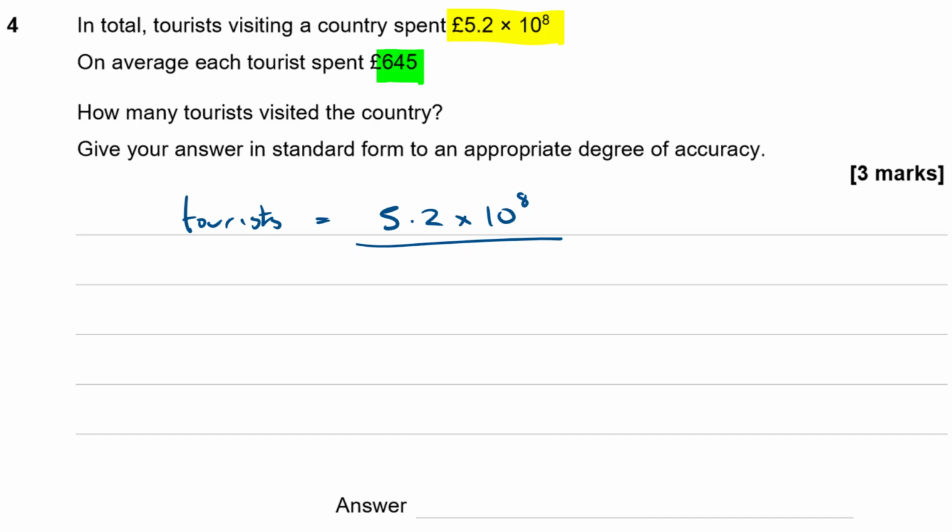I'm going to rewrite that in standard form. 6.45 times 10 to the what? The decimal point is moved 2 jumps, so it's times 10 to the 2. Dividing the exponent part is very easy. 10 to the 8 divided by 10 to the 2 is 10 to the power of 6. And then the mantissa part, what is 5.2 divided by 6.45? I'm just going to type that into the calculator.